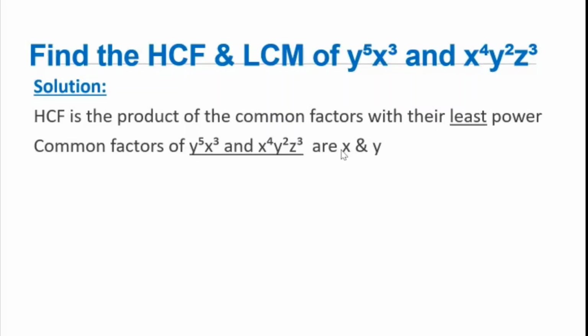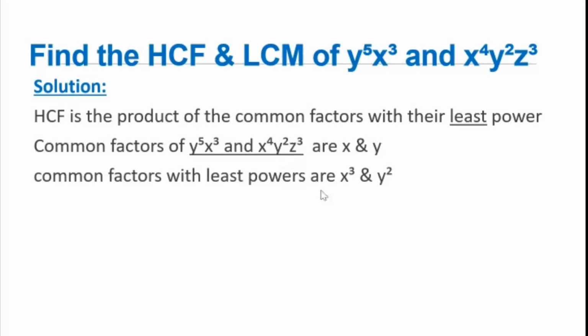Now what are their smallest powers? For x, x cube is here, x raised to the power of 4 is here, so the smallest power comes out to be x cube. I have y raised to the power of 5 and I have y raised to the power of 2, so the smaller power is y raised to the power of 2. So the HCF comes out to be the product of x cube and y square, so the HCF is x cube y square.